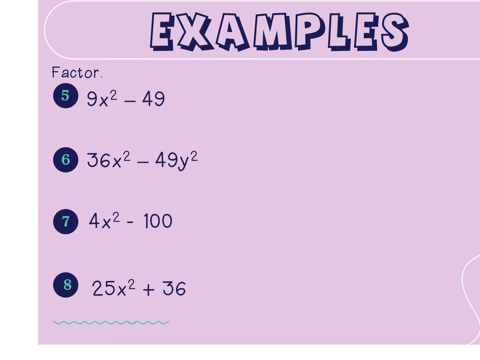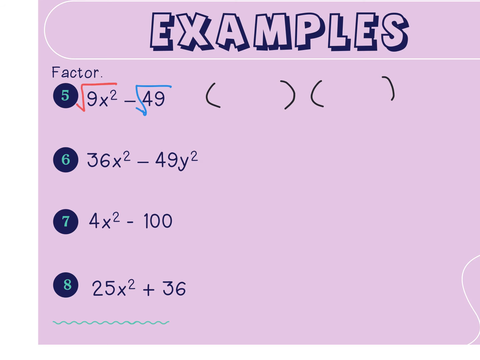So for number 5, whenever you see the instructions factor, you should always look to see, is there a greatest common factor that I can pull out first? For this first question, there is no GCF. And then if I look at my numbers, I can recognize that 9x squared is a perfect square, and so is 49. So in order to solve this, I'm going to square root the 9x squared and square root the 49. And then I'm going to set up my binomials.